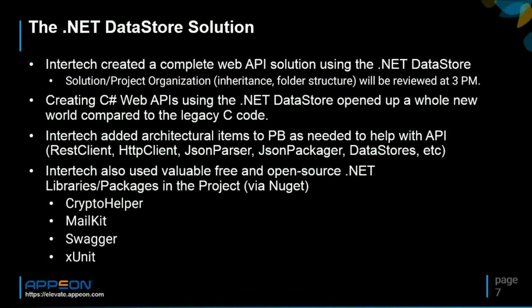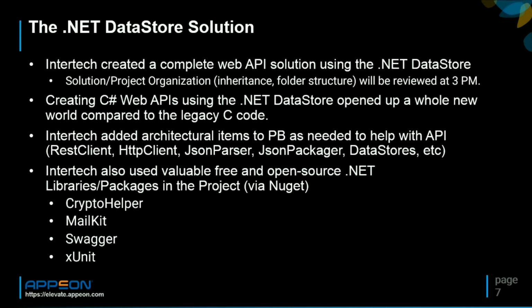Using these C# web APIs allowed us to open up a whole new world when compared to the legacy C code. For example, we were able to add many architectural items into the PowerBuilder code as needed to help with the API itself, like the REST client, that's a new object for PowerBuilder 2019, but also the HTTP client, JSON parsers and packagers, data stores, and other objects like that.